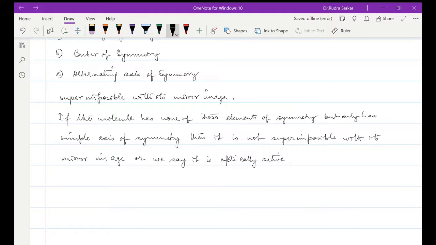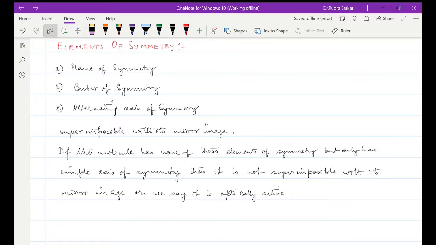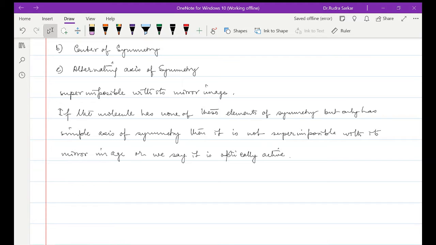So there are two ways of finding out whether a molecule is optically active. Either you construct the molecule using ball and stick models, make its mirror image and try to superimpose them to find out whether they are superimposable or not, or else you look for these symmetry elements within the molecule. That is what we are going to discuss today: how to find out these elements of symmetry.